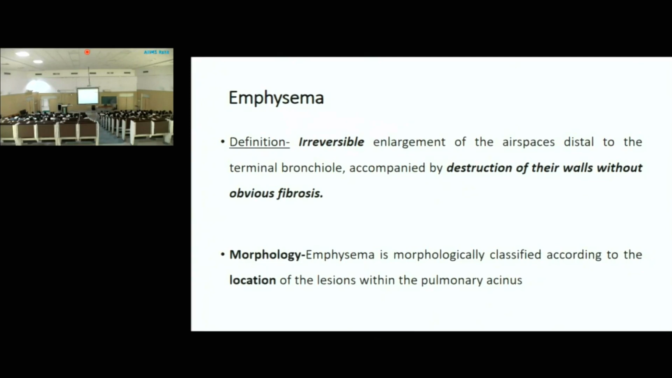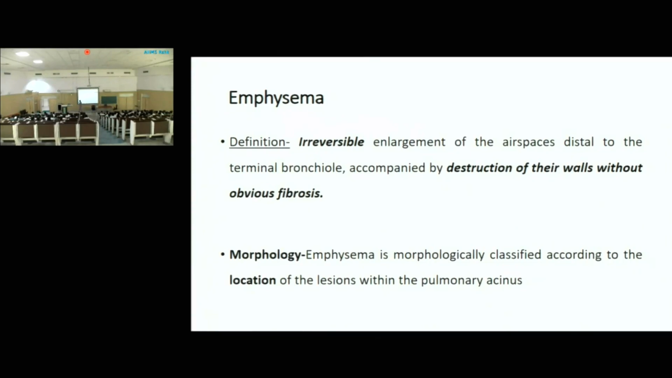bronchi, right? So their pathology lies in the major airways or big airways. What happens in emphysema? The pathology lies in the main functional unit of the lung, that is the alveolar sac.